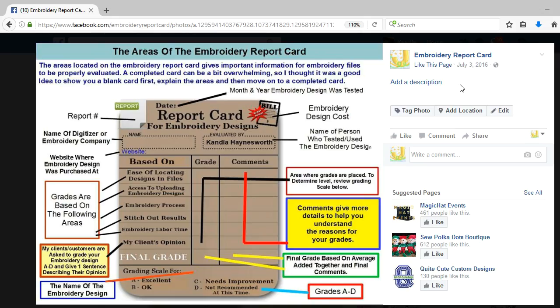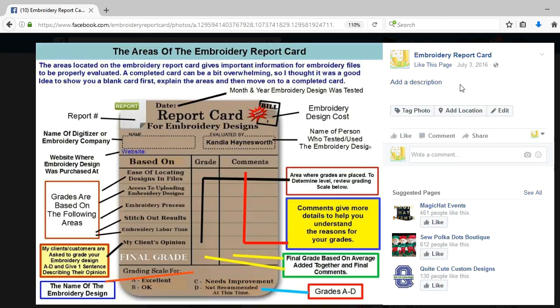Direct your attention to the bottom of the card under the grade and scale. You'll see that I give grades from A to D. Needless to say, if you get an A, your embroidery design was excellent. I feel very good about this purchase. Overall, the quality of it, the price of it, the ease of locating designs, the embroidery process, the stitch out results, my client was happy, I was happy. All of those factors will earn you a final grade of A+.